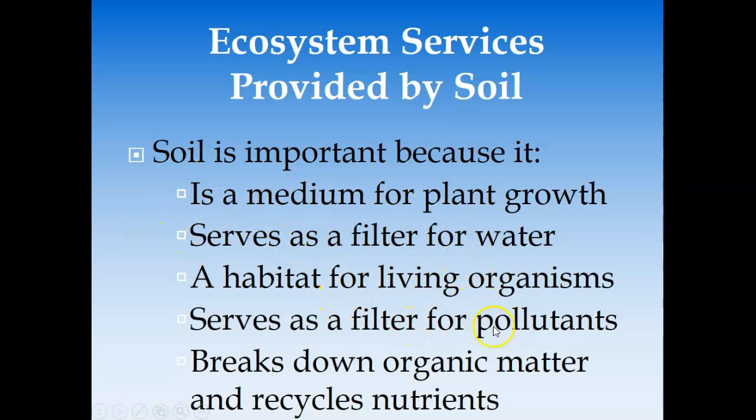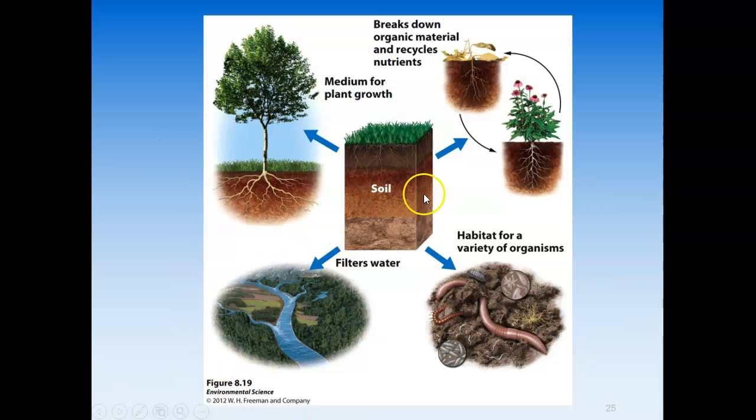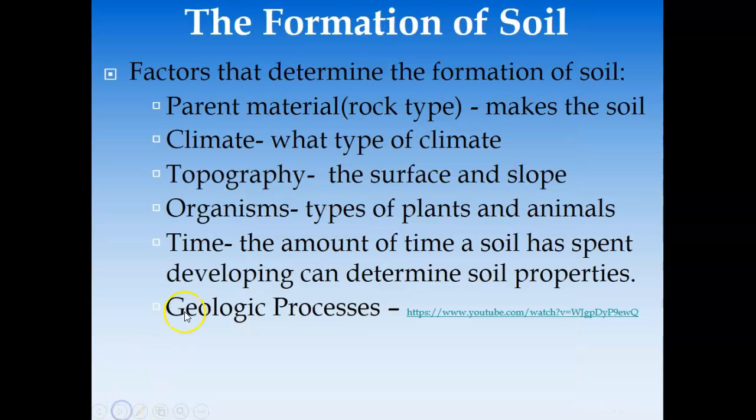Soil is important because it's a medium for plant growth, and it serves as a filter for water. It's a habitat for living organisms, and it also filters pollutants. It also breaks down organic matter and recycles nutrients. So if you take a look at this image, that's all of these different things that we need soil for. And these different layers are called horizons. We'll talk about that in a minute.